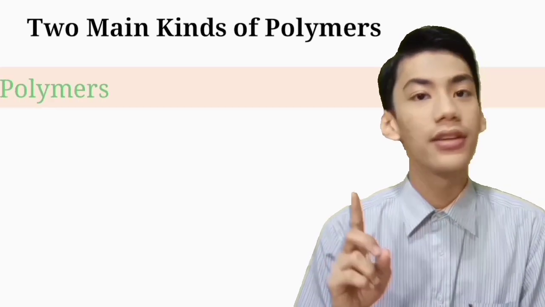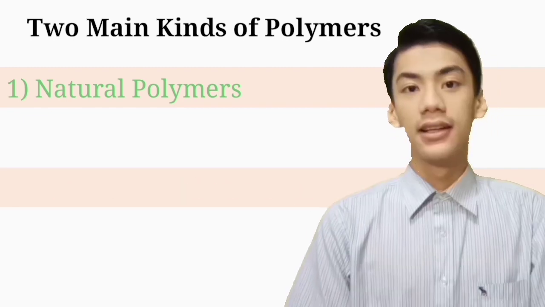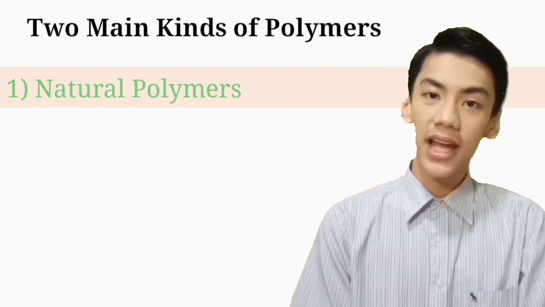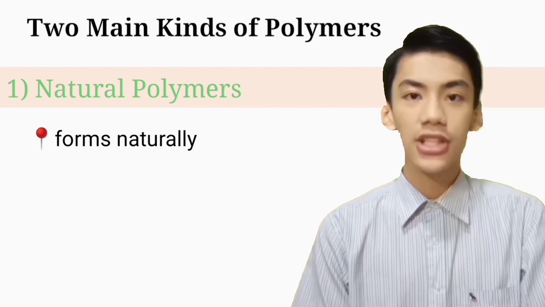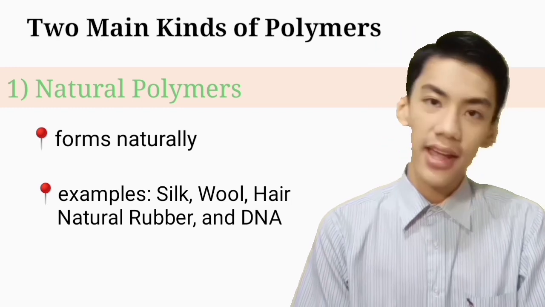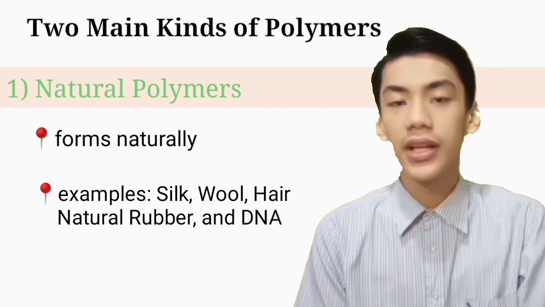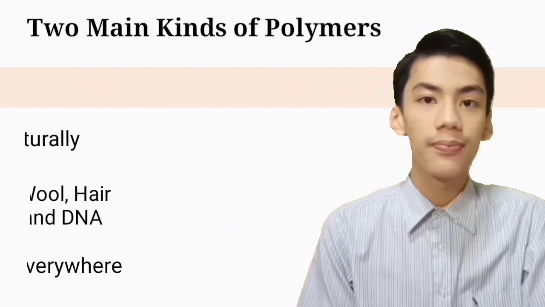So to answer that question, we need to tackle the two main kinds of polymers. One, the natural polymers, and two, the synthetic polymers. Natural polymers, as can be implied from the name, occur naturally. These include materials such as silk, wool, natural rubber, your hair, and even your DNA. Basically, natural polymers can be found everywhere.